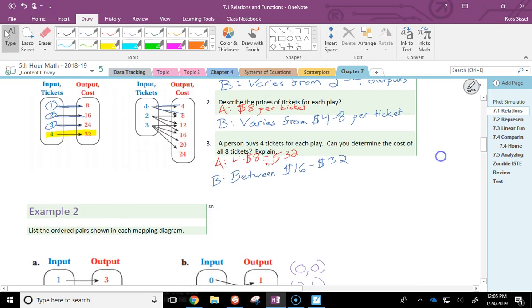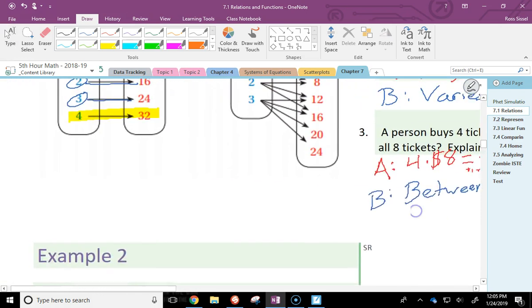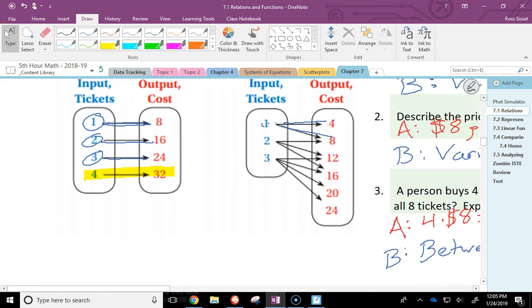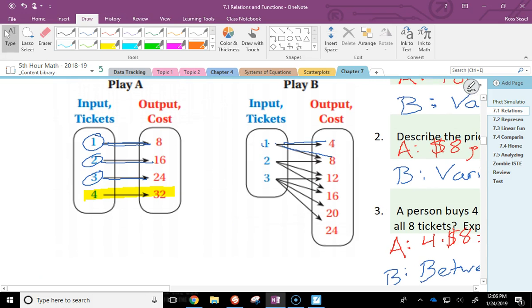We go to our plays. On play A, right here. Is this a function or not a function? How can we know if it's not a function? Okay, that's what we're discussing.